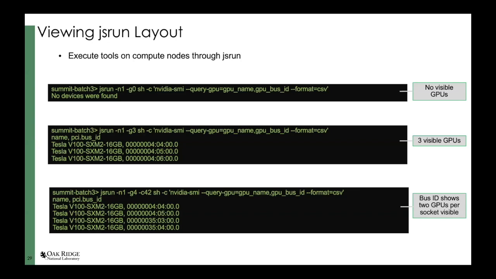In the second example, I added 3 GPUs to my resource set using -g3, and it reports the 3 GPUs. In the final example, I need 4 GPUs, and then I played around and said, okay, let me get more cores and see what the layout looks like. And you can see how the resource set was created, and based on the bus ID of the reported GPUs, the first 2 are on socket 0 and the second 2 are on socket 1.